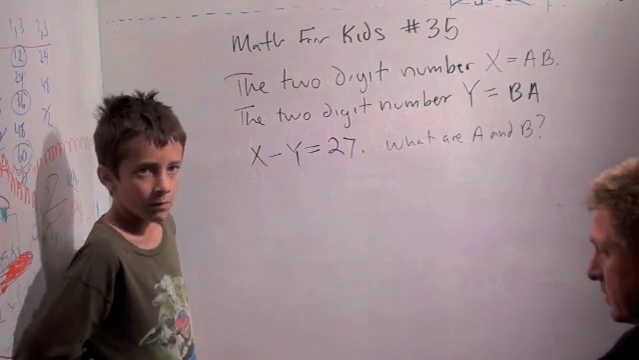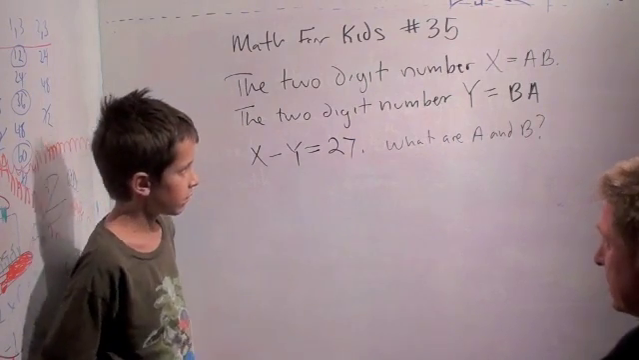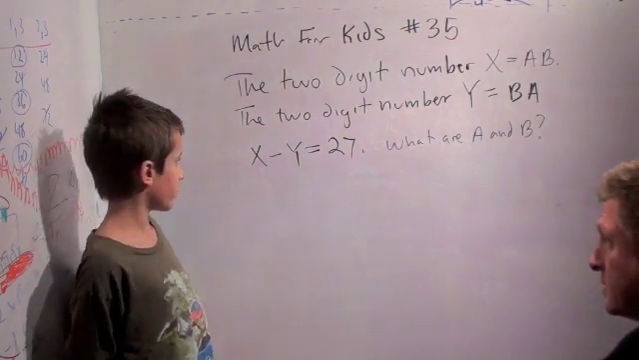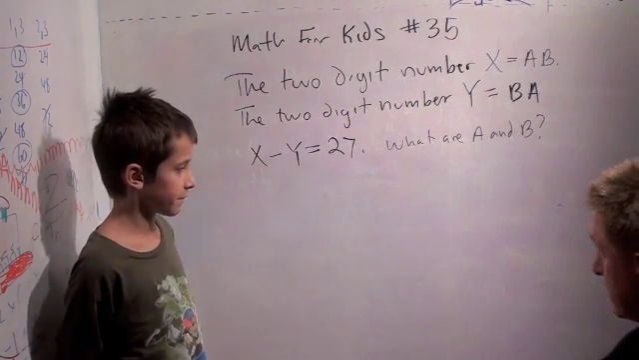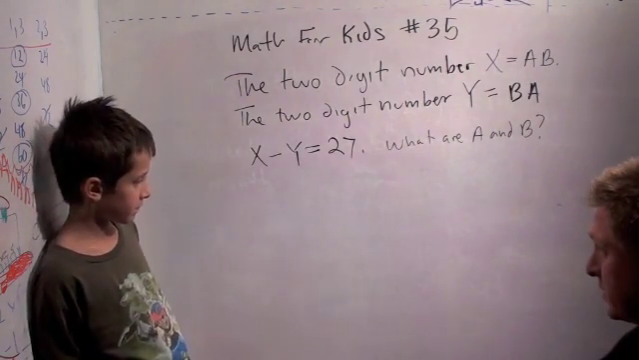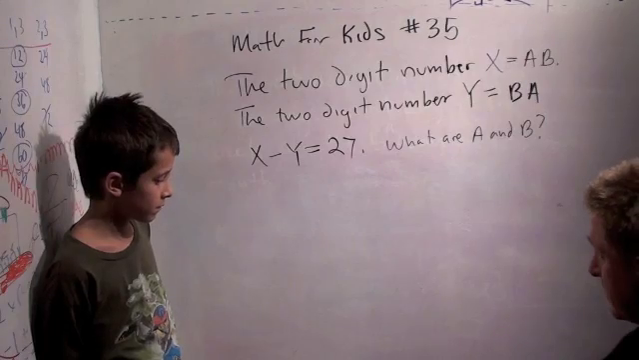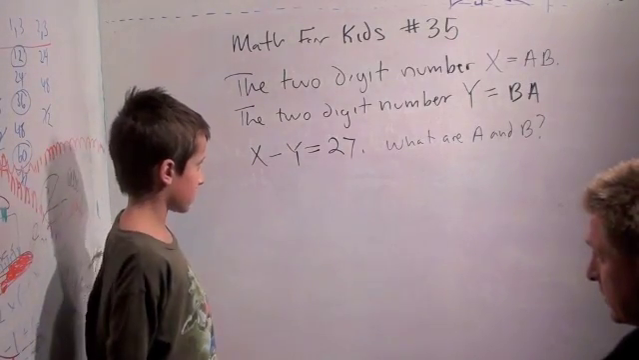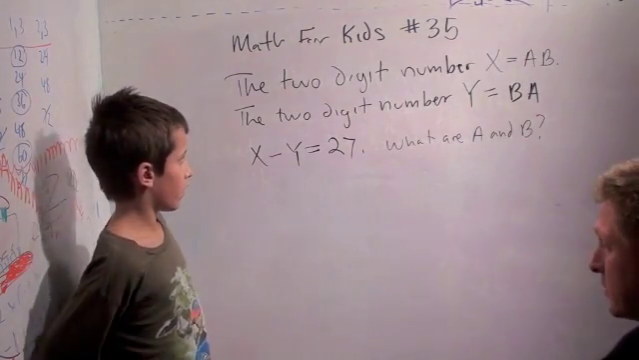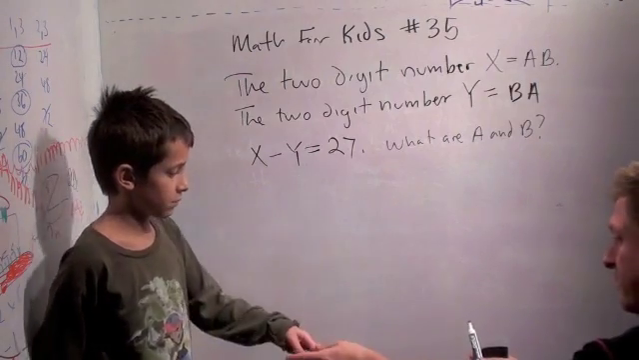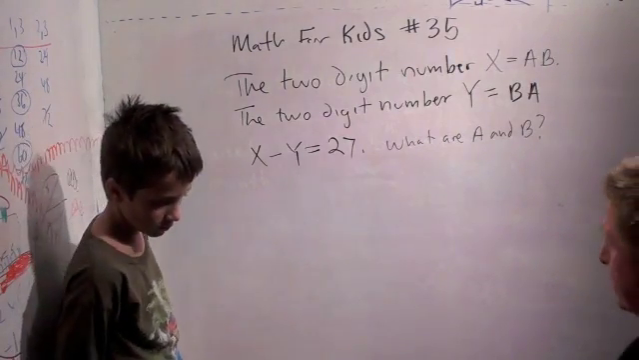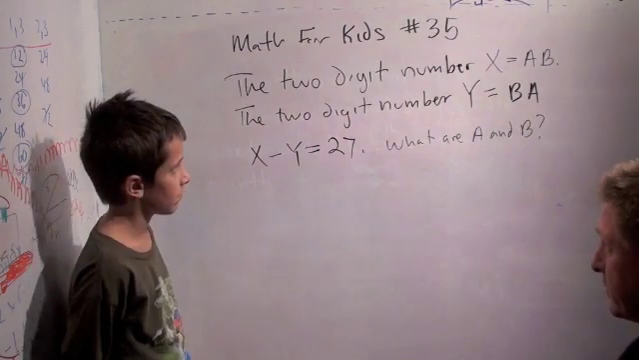Do you have any ideas? Not really. We know that x minus y is 27. We know x equals some number, and y equals some number. Here, give me your marker. Okay. So what does x equal?